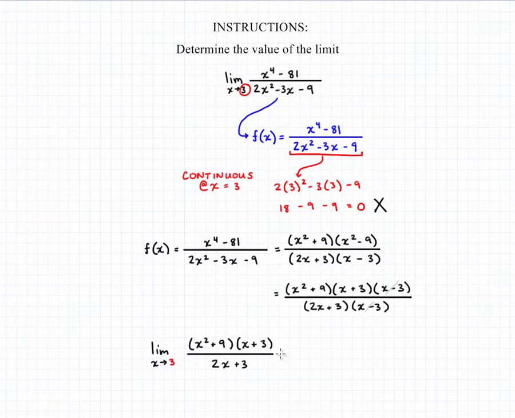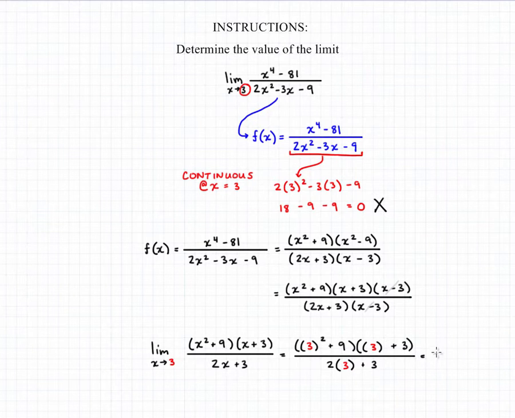Now we went through all that trouble to get this function because this function is defined at x equals 3. We can plug 3 into the denominator and not end up dividing by 0. So we can use direct substitution with this function to determine the value of our limit. So if we plug 3 in for x and work out that math, we're going to end up with 18 times 6 in the numerator and 9 in the denominator. And if we clean that up, we'll get our final answer, which is that the value of the limit is 12.